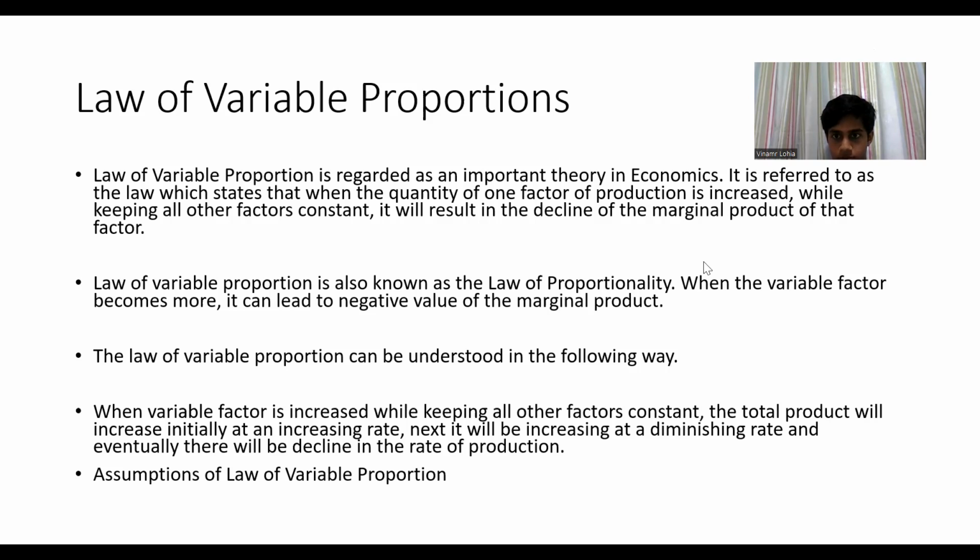The law of variable proportion can be understood in the following way. When one variable factor is increased while keeping all other factors constant, the total product will increase initially at an increasing rate. Next, it will be increasing at a diminishing rate, and eventually there will be a decline in the rate of production. So there are assumptions of the law of variable proportion as well. Before we depict it graphically, we will just study the assumptions.